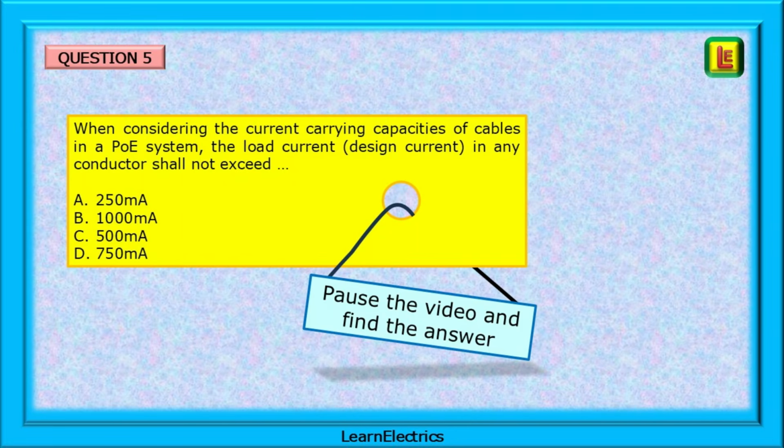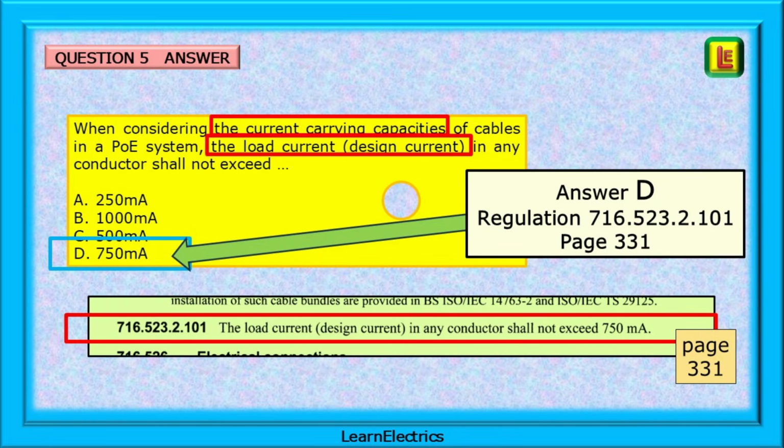Finally, question number 5, and the question asks, when considering the current carrying capacities of cables in a PoE system, the load current or design current in any conductor shall not exceed what? Pause the video, identify the keywords, and find the answer. You should choose answer D, 750 milliamps.